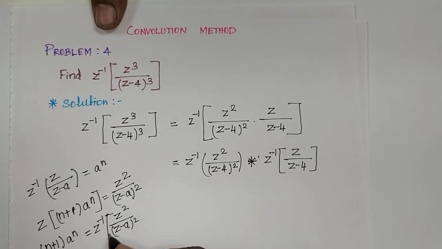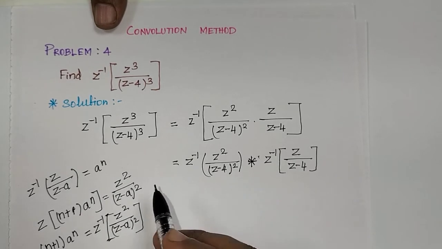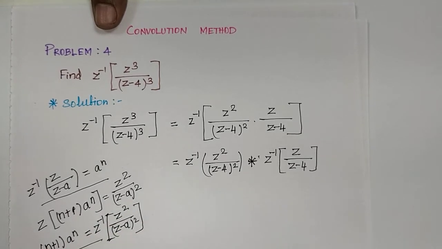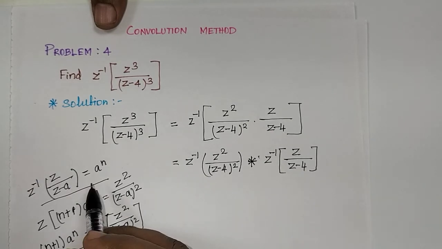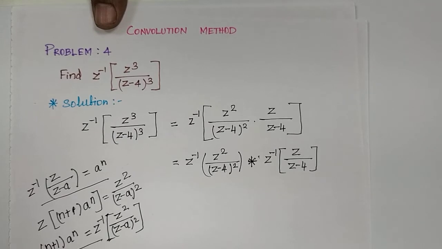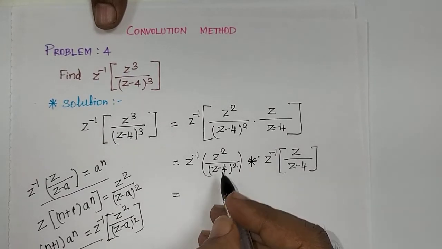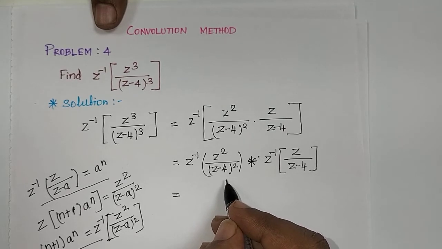Okay. So if you want to attend a problem in the convolution method, you should remember two formulas. That's enough. The general formulas: this one, a power n, and this one, n plus 1 into a power n. Most probably we apply only a power n or minus a power n. This formula n plus 1 into a power n we apply in this specific problem only, not more than this. Okay. So here z square divided by z minus 4 whole square inverse.